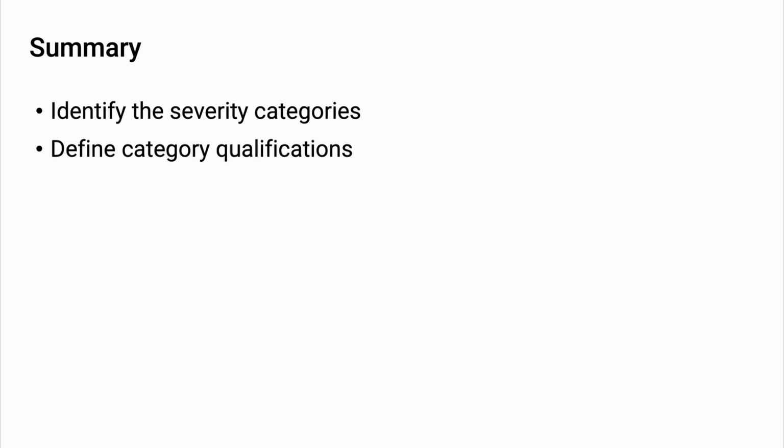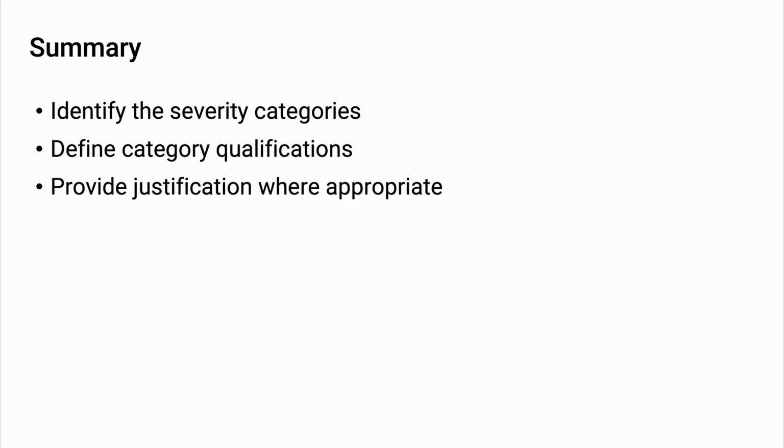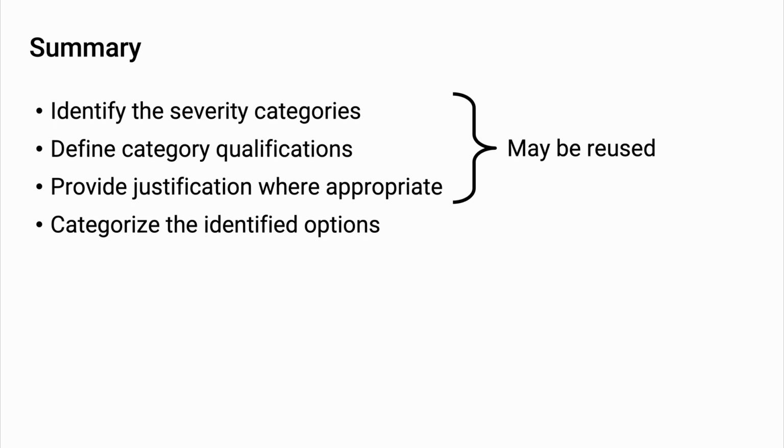Now let's summarize what we've done and talk about next steps. So to review, our approach is as follows. We're going to identify the severity categories, define the category qualifications and threshold for each category, and provide a justification for each where it's appropriate. It's important to note that we may be able to reuse this category set. Next, we categorize each of the identified options. Finally, we create the human-readable report that goes into the document management system.